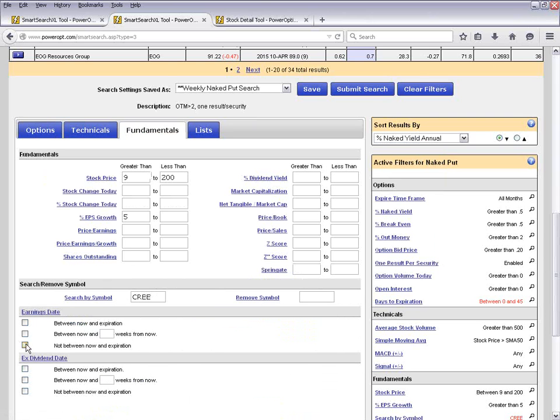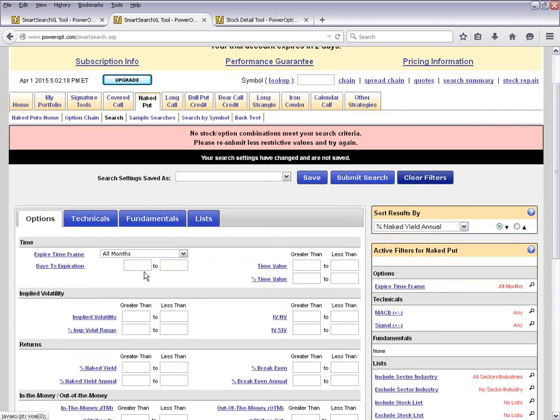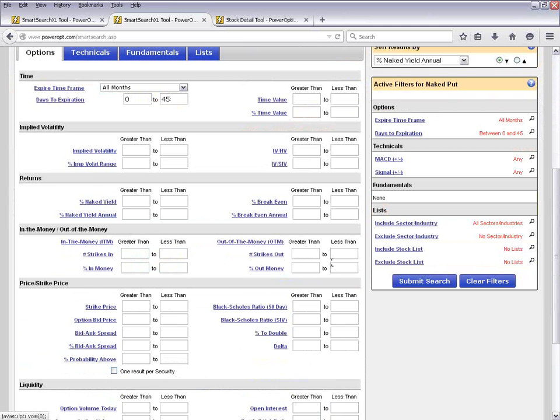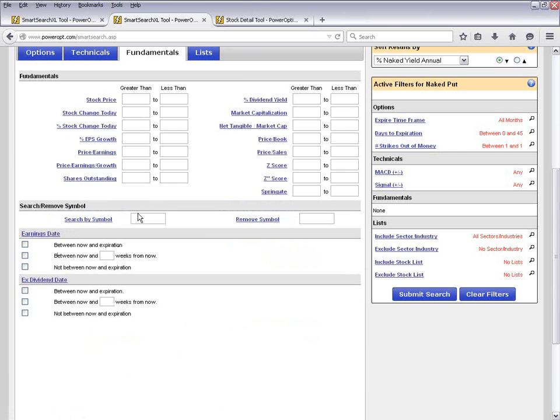I'm going to take out the field for earnings date, not between now and expiration. Let me go ahead and submit that. Oh, sorry, folks. Let's try that again. 0 to 45. I just want the one strike out of the money. Of course, we can look at other positions too. We'll do that in just a moment. Not between now and expiration, but I just want to see CRE as well. Let's submit that.